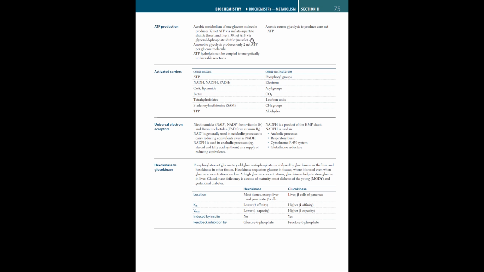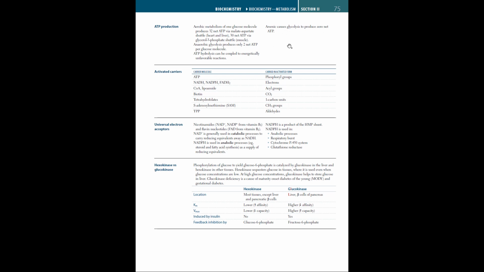Now, 30 net ATP via the glycerol 3-phosphate shuttle, which is in the muscle. Anaerobic glycolysis produces only 2 net ATP per glucose molecule. So aerobic metabolism produces 32 net ATP for the heart and liver via the malate-aspartate shuttle, and 30 net ATP in the muscle via the glycerol 3-phosphate shuttle. Anaerobic glycolysis produces only 2 net ATP per glucose molecule. Now, ATP hydrolysis can be coupled to energetically unfavored reactions. Now, arsenic, a poison, causes glycolysis to produce 0 net ATP.